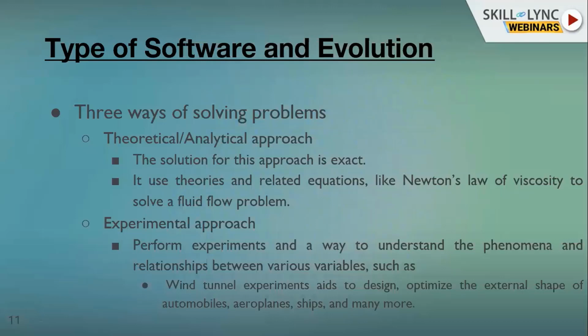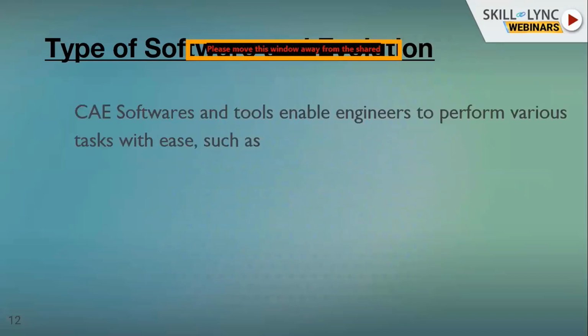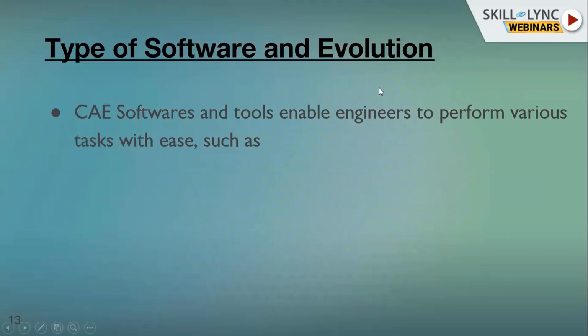Next is the numerical approach. So what is the numerical approach? The solution is approximate in this case and saves effort, time, and money, and you can also redesign and optimize the product. Next, coming to CAE software and its tools. In industries you have many softwares. I am discussing how CAE software performs several tasks with comfort.